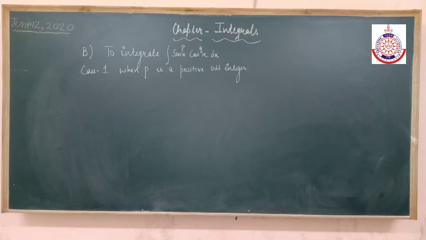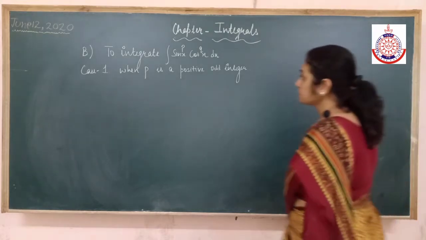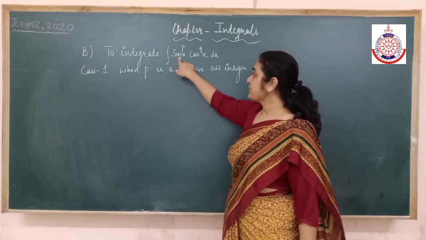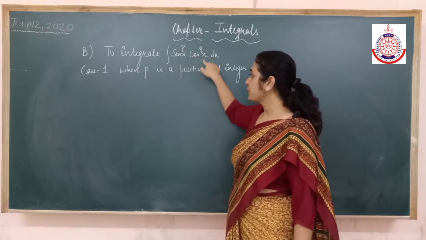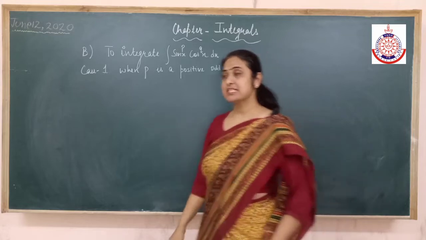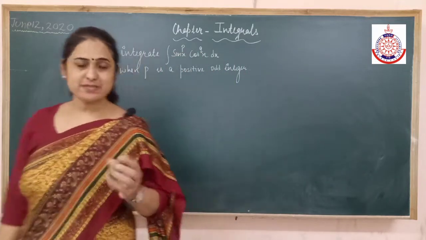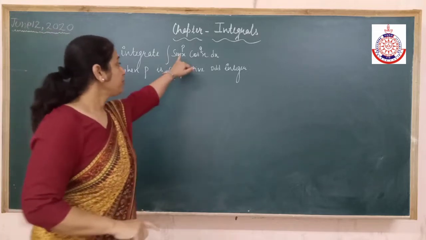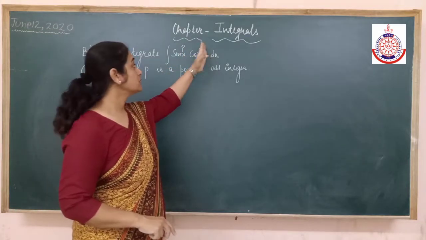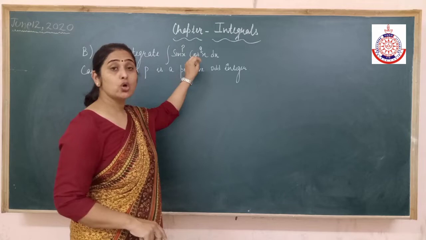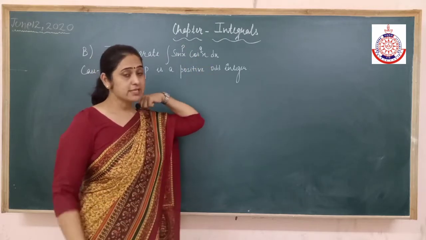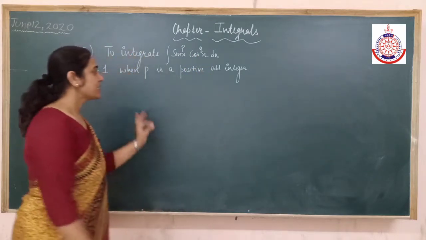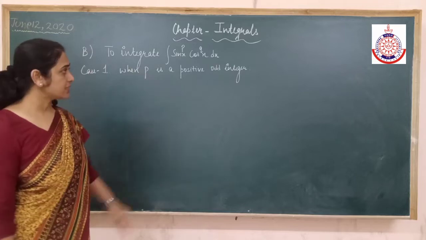Let's see the second one. To integrate sine raised to power p x, cos raised to power q x. So here we'll have cases when it has a combination of sine and cos with some power. Suppose p is odd, this is even, this is odd, this is even, both odd, both even. So all the cases we need to discuss. One case we will write, for others I'll just write the results.